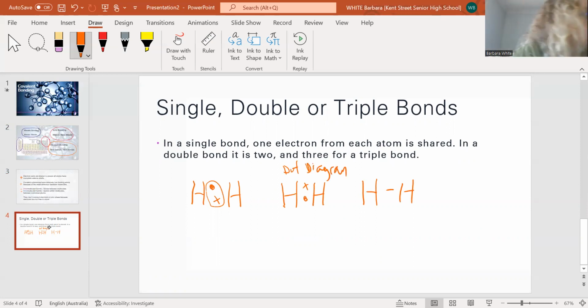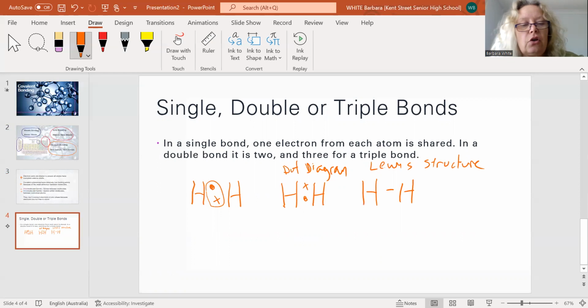Pretty hard to write on that screen, sorry. And this is a Lewis structure with lines. And sometimes you'll be asked to draw all of the outer electrons. So make sure that you read the questions carefully. Sometimes you're asked to draw all of the dots and sometimes you're not.